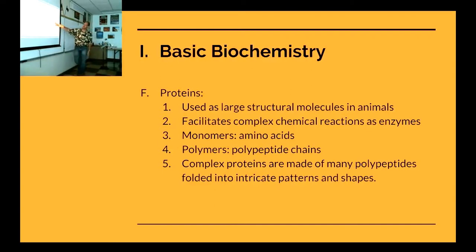They also facilitate complex chemical reactions as enzymes. We said several slides ago that the chemical reactions in biological systems are hugely complicated, and catalysts and enzymes make those reactions easier to do because they lower the amount of energy needed for the reaction to happen. And those catalysts and enzymes are proteins in biological systems. Okay?